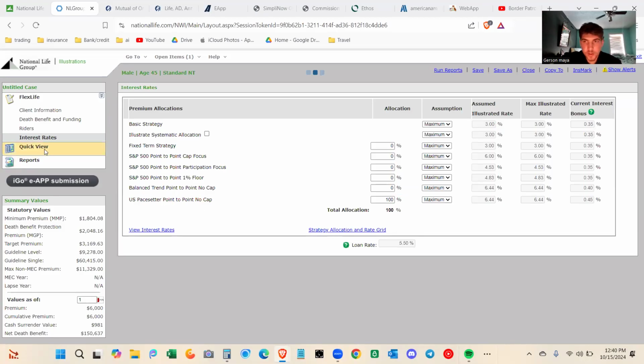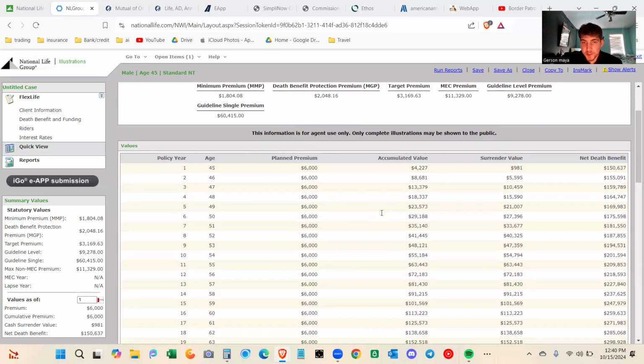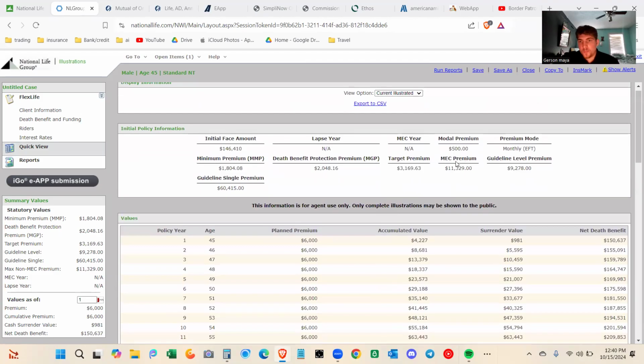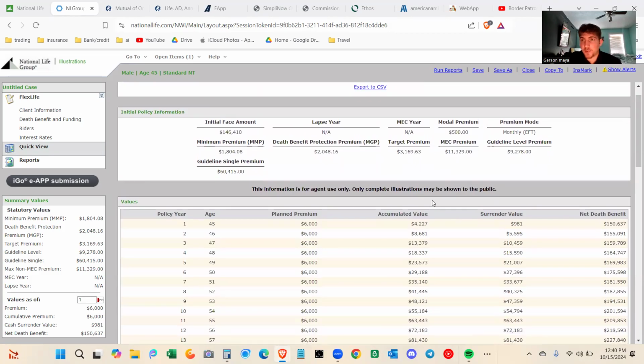And then there's Quick View. And now he has a sick policy. So the MEC premium is 11.3 thousand, meaning the maximum he can put in on a yearly basis is 11.3 thousand dollars. Because if he put in more than that, it would be considered a modified endowment contract. That is where he loses the tax advantages of a life insurance policy. Now it's more considered an investment. So he loses that tax-free benefit.